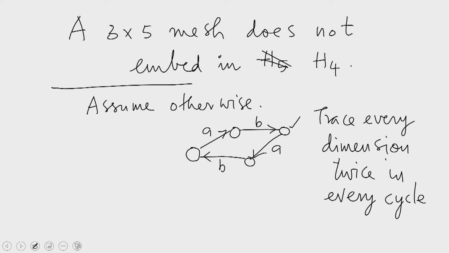Now, let us come back to the embedding, the hypothesized embedding. We assume that we have a 3×5 mesh that has been embedded in a 16 node hypercube. So, let us consider the 3×5 mesh.